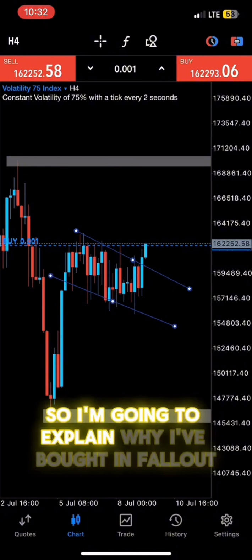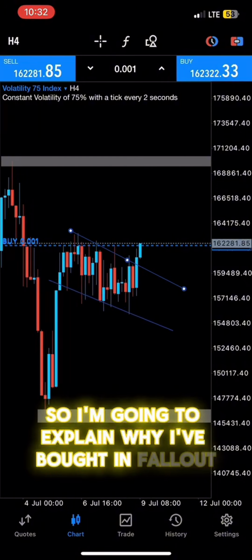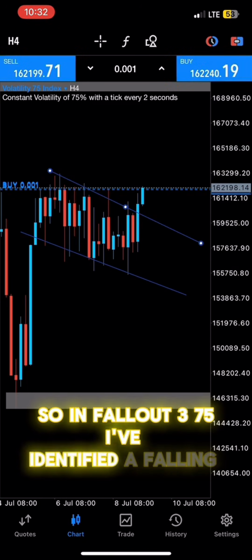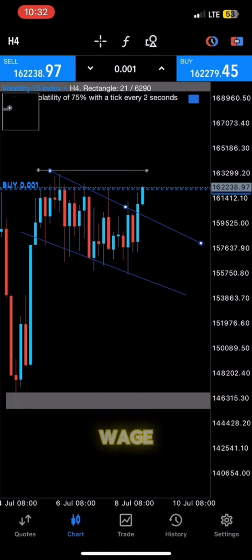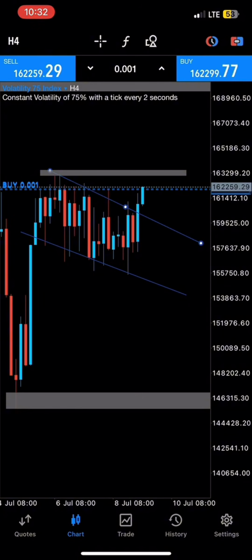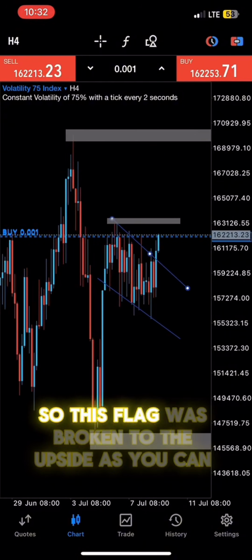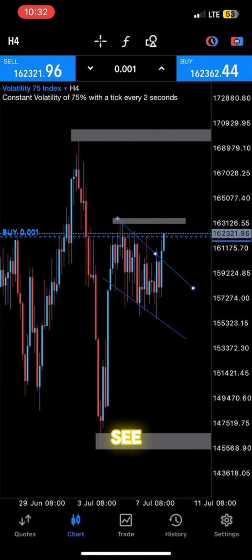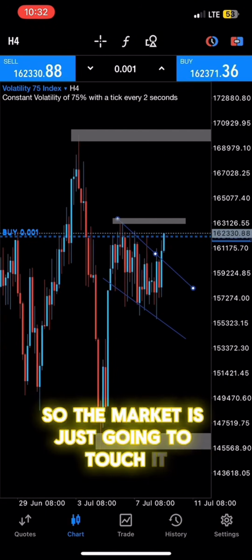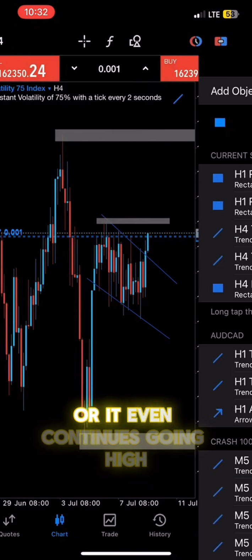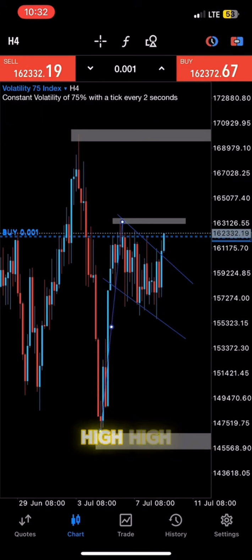So I'm going to explain why I've bought in the volatility 75. In volatility 75, I've identified a falling wedge, or rather a flag. This flag was broken to the upside, as you can see. So the market is just going to touch at that shadow zone, and then it comes back into the trade, or it even continues going high.